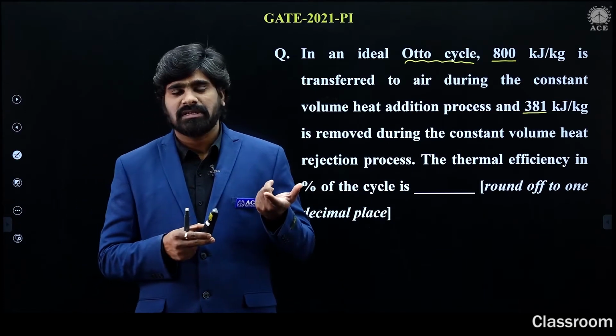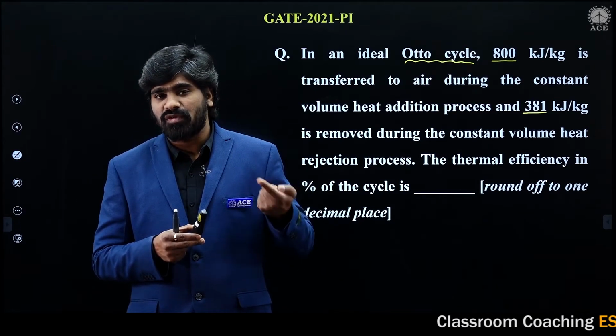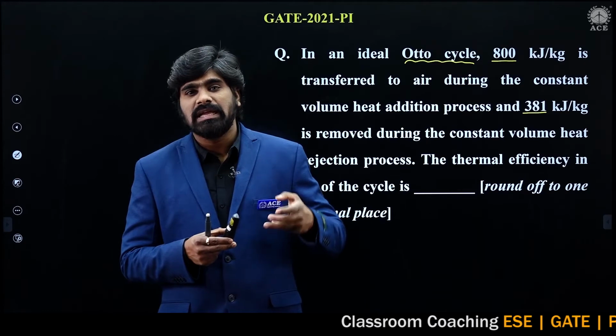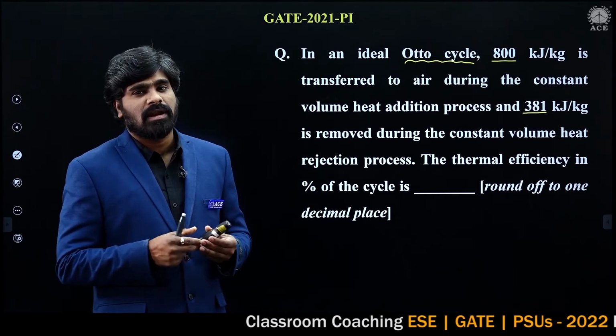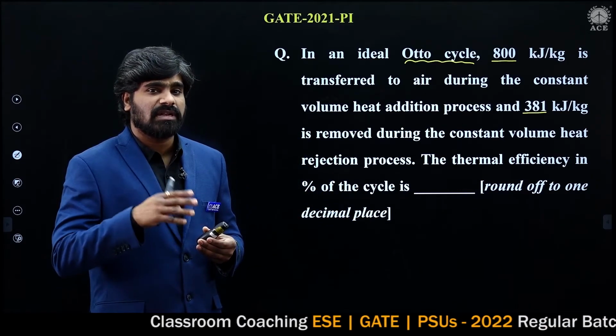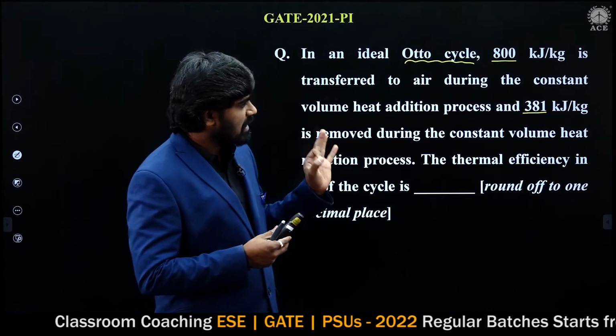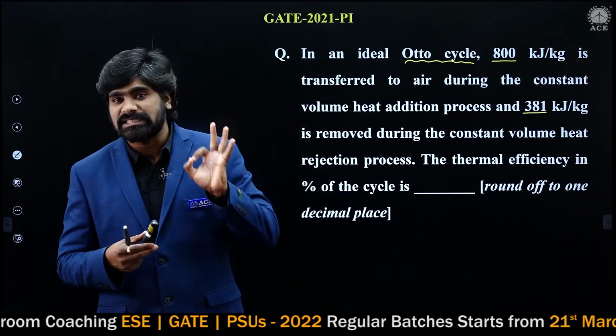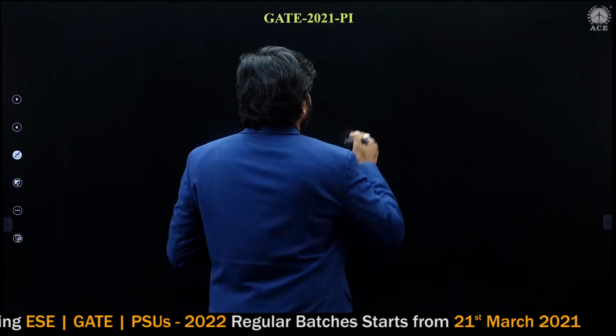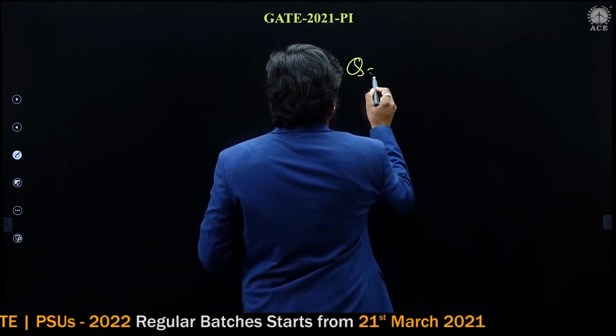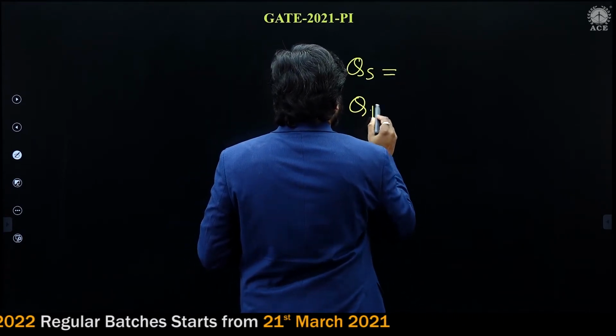r is equal to (Vs plus Vc) by Vc. Stroke volume is not given, clearance volume is not given. So stroke volume also can be calculated, pi by 4 d squared L, but diameter is not given, length is not given. So the only given data is heat supply and heat rejection. Please concentrate. Heat supply is given, heat rejection is given.